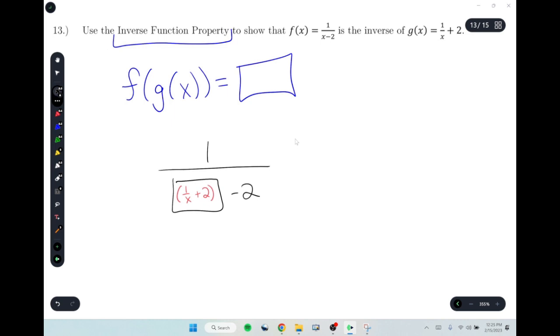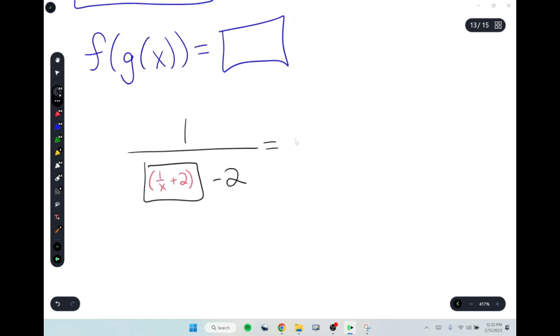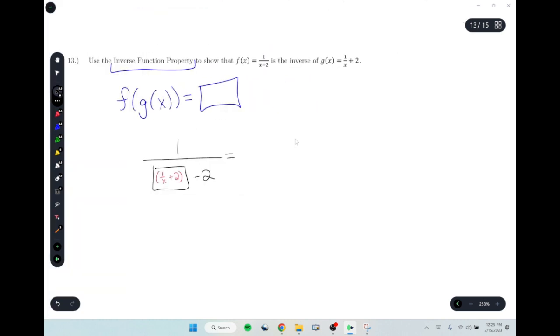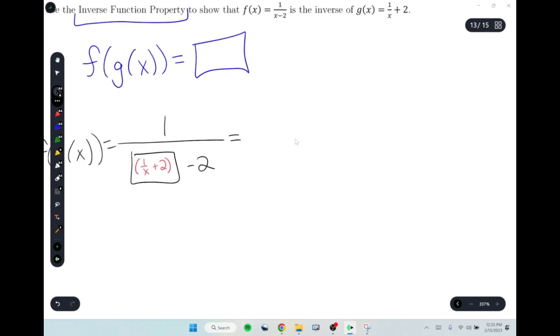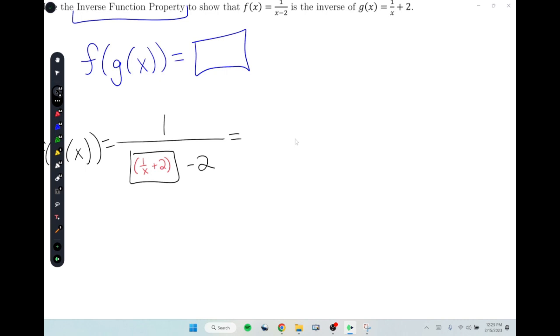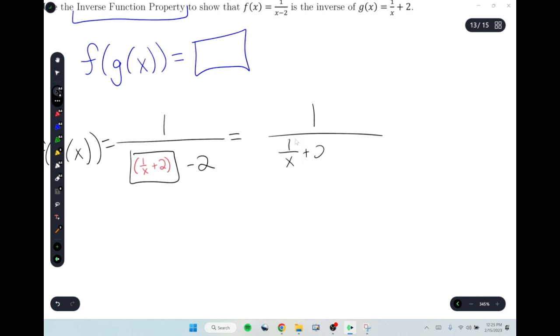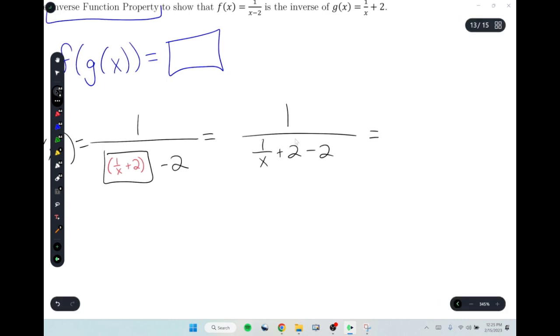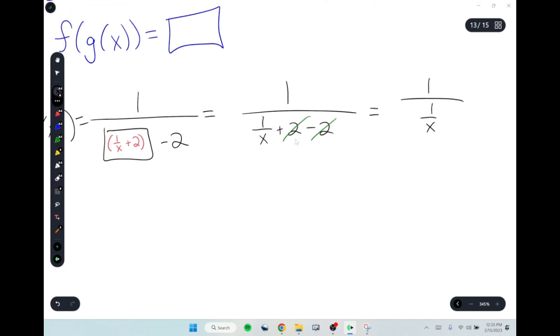Oh, that's amazing. Look what's about to happen. So f of g of x equals this, right? Can we get rid of those parentheses? Yeah, there's nothing happening to them, right? 1 over x plus 2 minus 2. Something really cool happens there. The 2 and the minus 2 turn into a 0, and we got 1 over x. Something else really cool happens there.